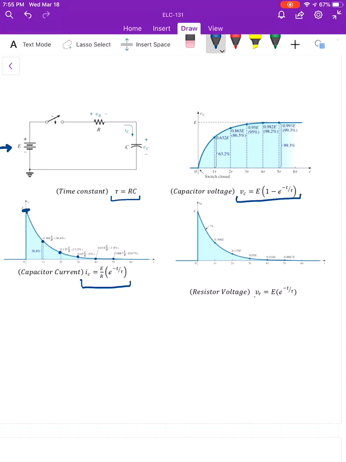The resistor voltage has the same shape of the curve that you saw in the current. It will be starting at its maximum value, which was E, going to 0 in a very quick amount of time. And these would be the charging equations. We'll pick up in the next video where we left off here.